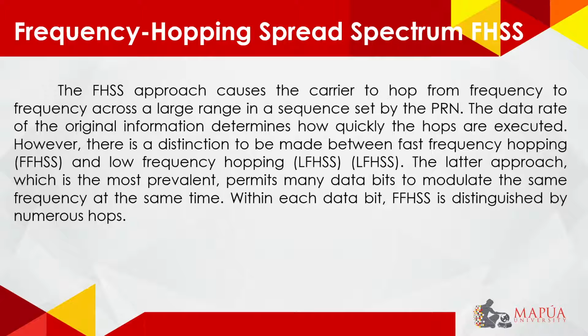Next, we have frequency hopping or FHSS. The FHSS approach causes the carrier to hop from frequency to frequency across a large range in a sequence set by the PRN. The data rate of the original information determines how quickly the hops are executed. However, there is a distinction to be made between fast frequency hopping and slow frequency hopping. So the latter approach, which is the most prevalent, permits many data bits to modulate the same frequency at the same time.